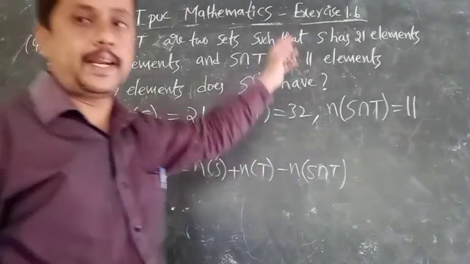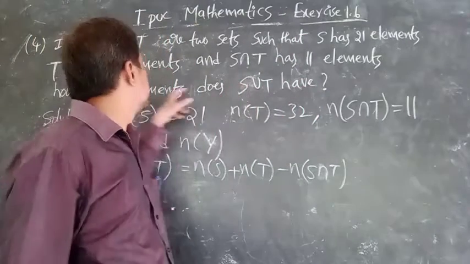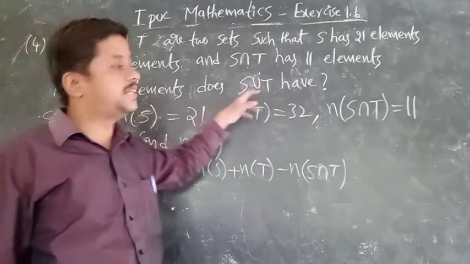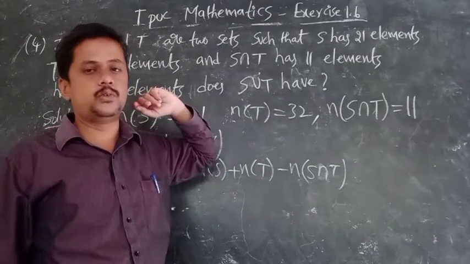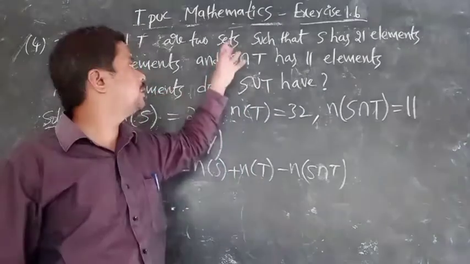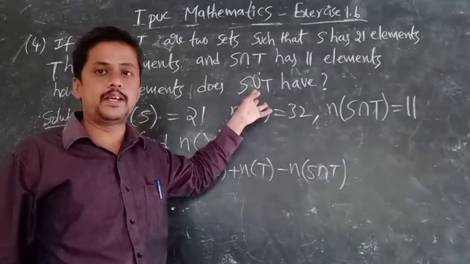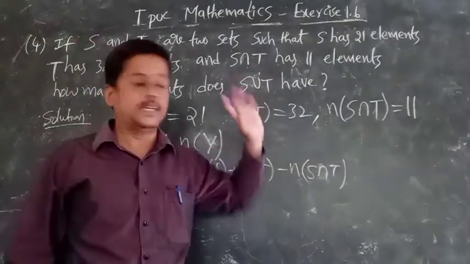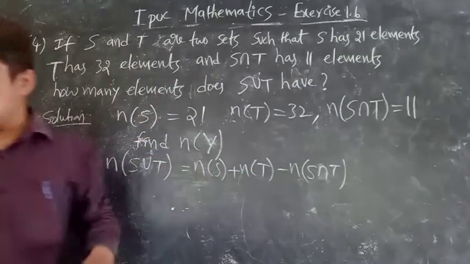So here one correction. Okay, my dear students. So how many elements does S union T have? S union T, not Y. Y is wrong because S T is there now. It was mistakenly written. So S union T.